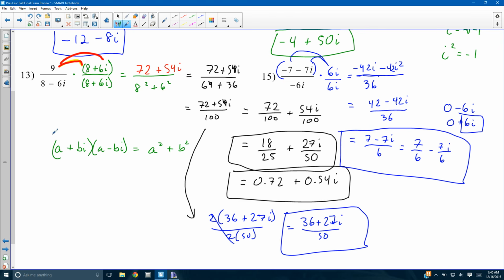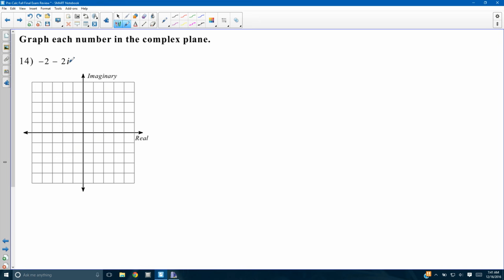Wait, I skipped number 14. Oh, 14's on the next page. My apologies. This is 13, this is 15. Yeah, so the first one, they have negative 7i written first. All that stuff is the same. Okay, number 14 was a different kind of problem. That's why I think I wrote it next after this.